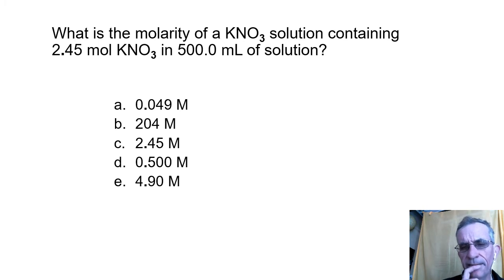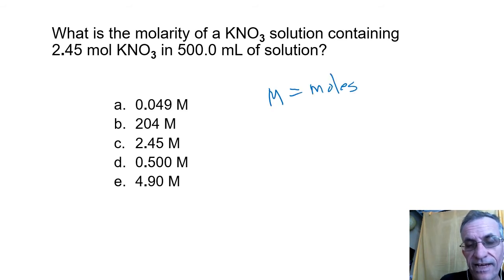So, okay, I want to give you a little hint on this, and I'm going to let you think about it. So potassium nitrate, that's a solid. They've dissolved 2.45 moles of that solid in 500 milliliters of water. That's what they're telling you. Now, what's the formula for molarity again? It's moles of stuff divided by how much water you used, how many liters of water you used. All right, I'm going to give you one more hint.